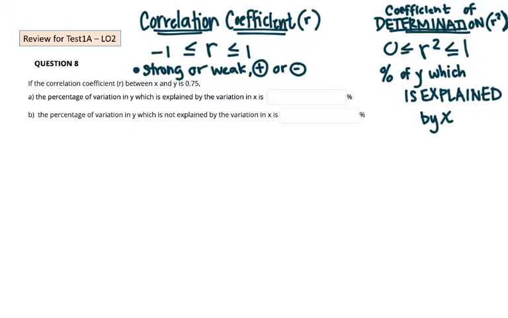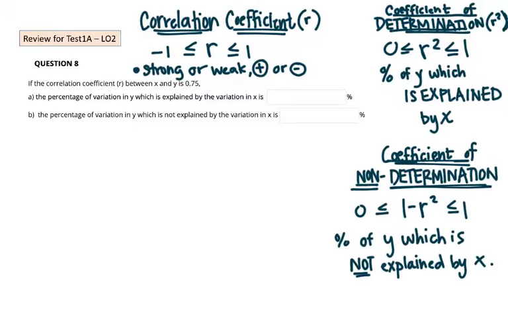Okay, we also have the coefficient of determination, which is r squared. That's always between 0 and 1. So it can also be expressed as a percent, which is the percent of y which is explained by x. And then lastly, we have the coefficient of non-determination, which is just the complement of the coefficient of determination. It's just 1 minus r squared. So that's also going to be between 0 and 1, and it's the percent of y which is not explained by x. So now, after all that introduction, we can take a look at this problem.